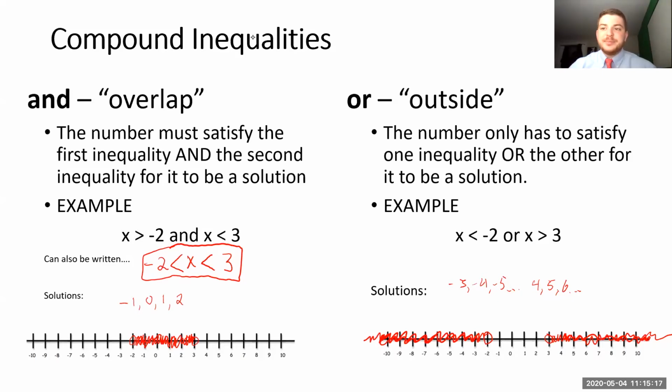So the question was, with an or, when you're graphing it, are they always going to go out? And yes, unless there's a couple special cases, which is like the no solution and all real numbers. We're not going to talk about those. So for any of the regular cases, an or is outside. So you're always shading on the outside of those numbers. Good question. And an and is always going to be the overlap. All right, let's go ahead and move on to some examples.